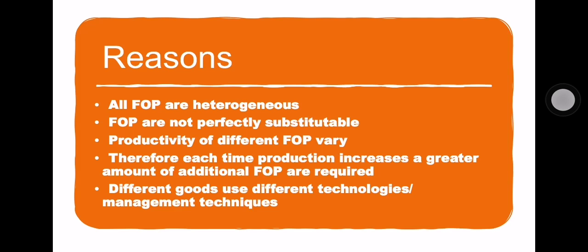And then different goods use different technologies or management techniques. Once again, just think of the guys who were making broccoli are now having to make computers. So the way they managed their skills and everything are different. All right, so all these reasons create an increasing opportunity cost, which is presented through the concave PPC.